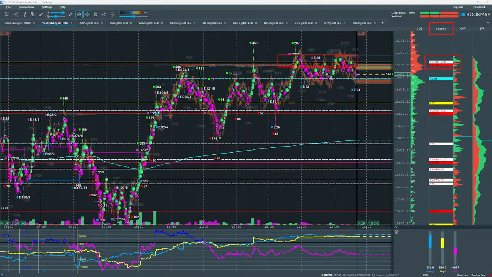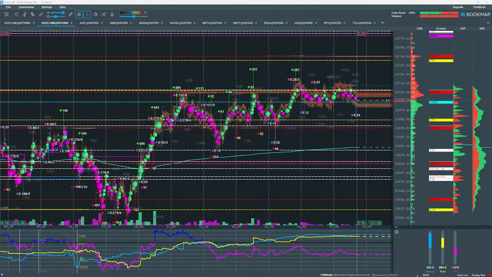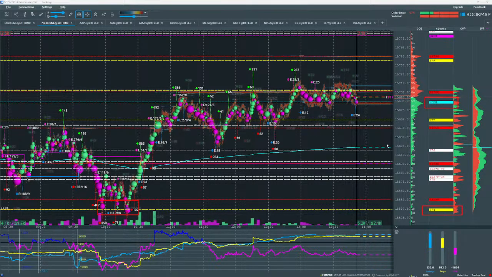Let me just scrunch this in just a little bit so we can see. Here's the QQQ 374 level that acted as support. Here's the upper daily expected move for NQ. It's kind of unusual to have so many NDX levels shown here, but anyway, those are the levels in play for Nasdaq.